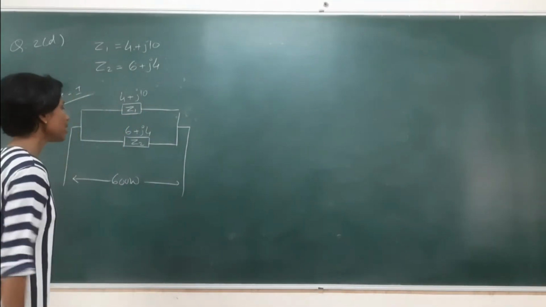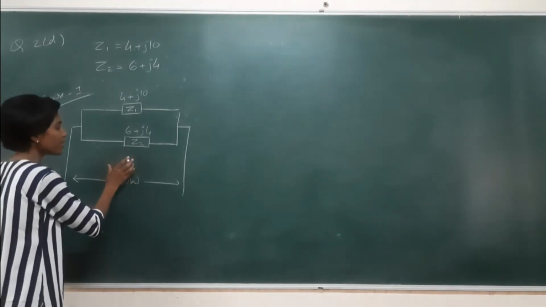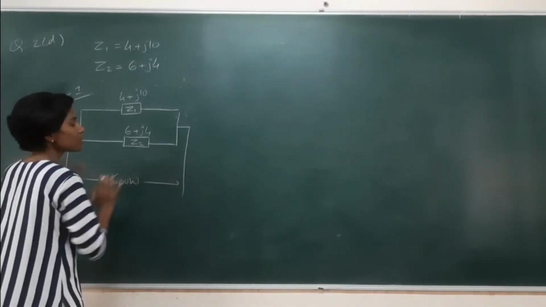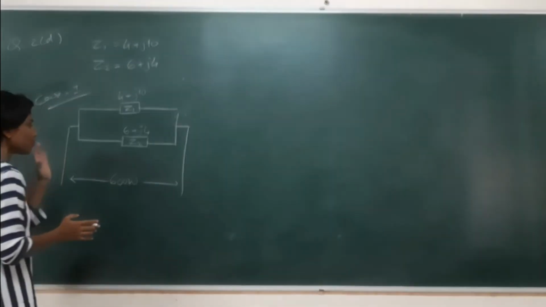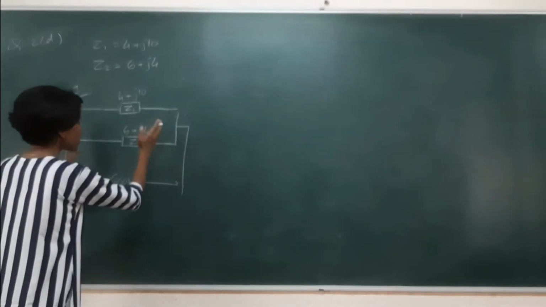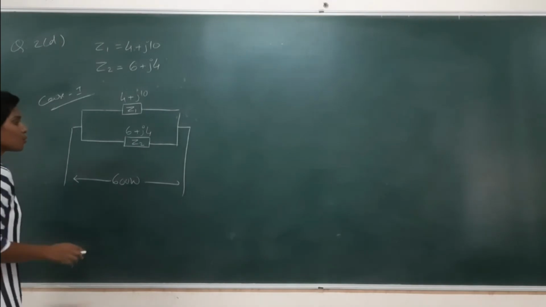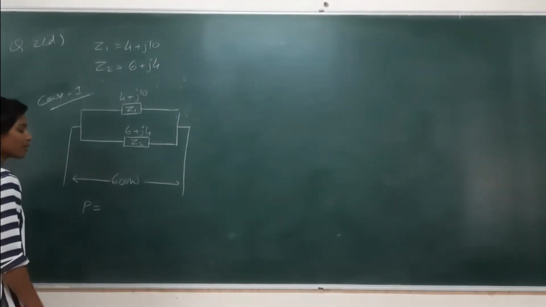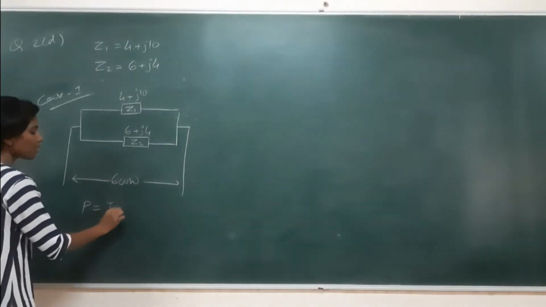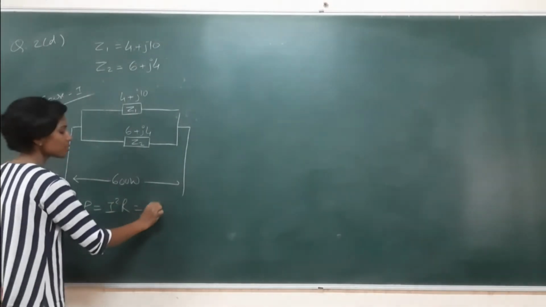So what is the aim here? We should know the value of the voltage across this setup, and the same voltage we can apply to the series connection. So the first aim is to calculate the voltage across this system. How do we check that? We have been given the power dissipated, that means active power. Active power is I square R, and that value is given as 600 watts.